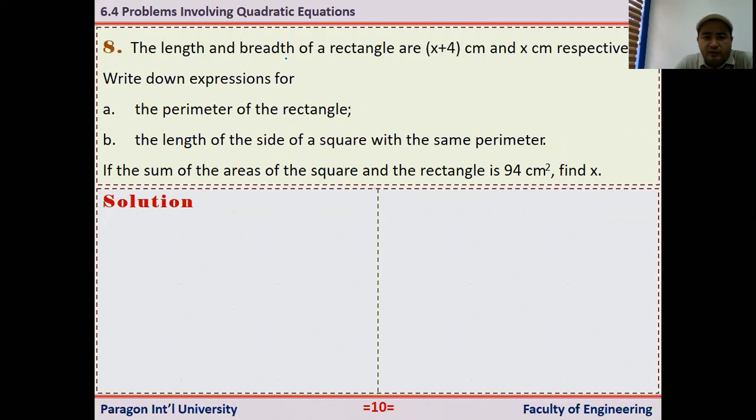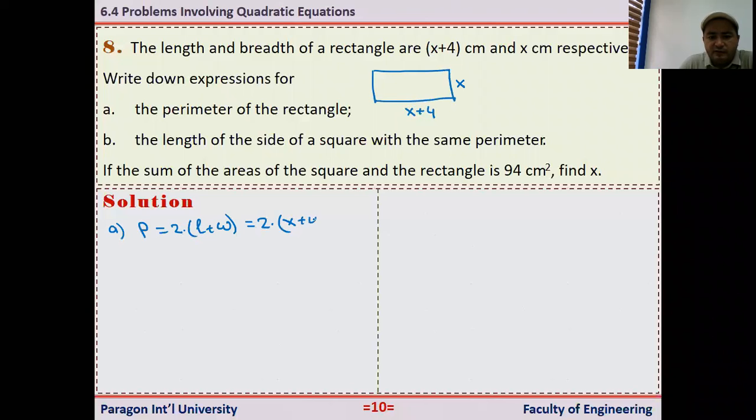The length and breadth of a rectangle. So we are talking about a kind of rectangle, right? And the length is x plus 4, and width it is x centimeters. So question A says, write down expression for the perimeter of the rectangle. Okay, perimeter is equal to 2 times length plus width, which is equal to 2 times length, it is x plus 4, and width it is x.